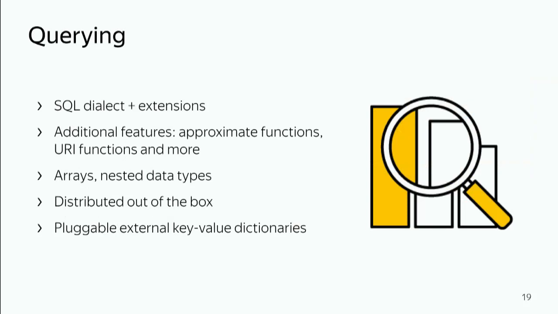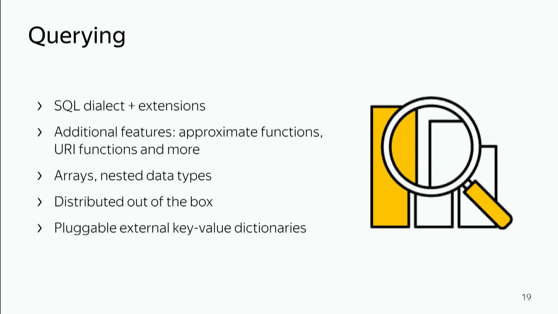What about querying? How can you do selects? We have SQL. SQL is the only way you can select data from ClickHouse. Strictly speaking, it's a kind of SQL dialect. There are some differences, but actually it's not so different. There are a lot of extensions and additional features, like approximate functions, functions to work with URLs and regions, and more and more. Arrays and nested data types are supported on a whole level: on the SQL level, on the DDL level, on the storage level. And it's really cool to have not just a flat table, but a table with a more complex structure.